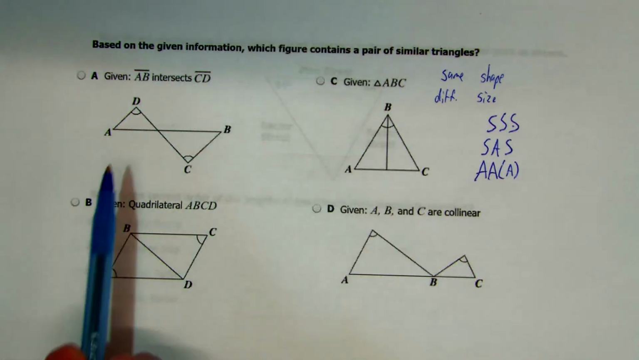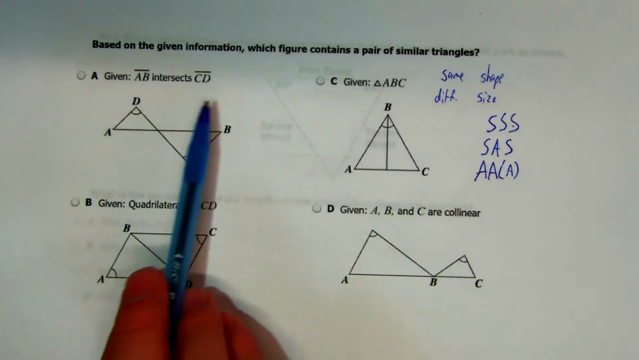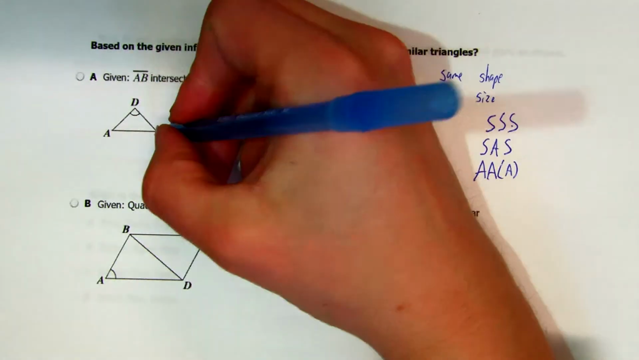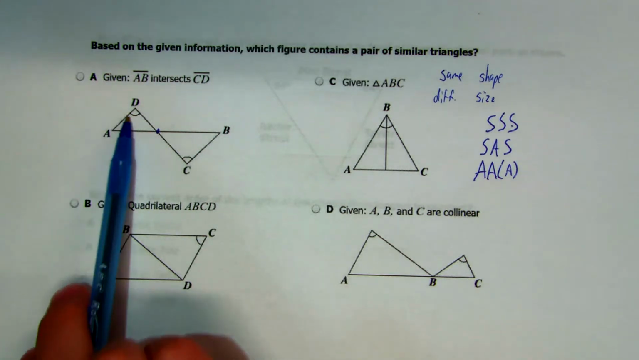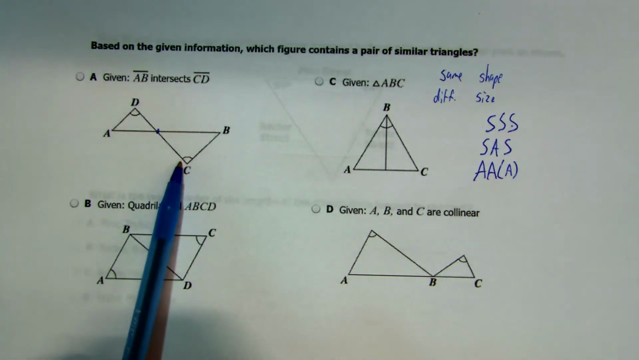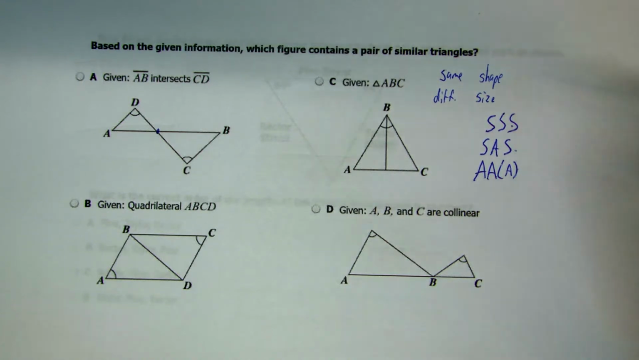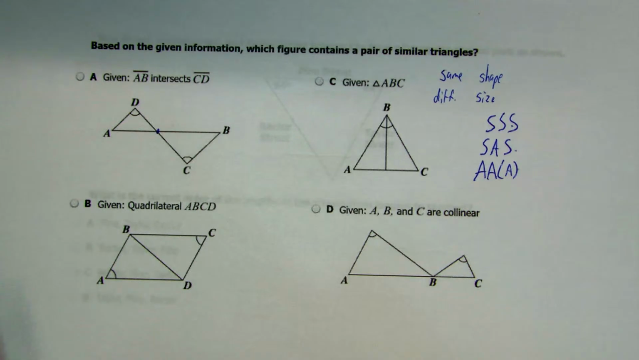So let's look at this one. Answer choice A. It says we are given that AB intersects CD. So that tells us that there is a point where they cross. It doesn't give it a name, but they cross right here. We're given that angle D and angle C are equal, so we have one equal angle. That means we're either going to do side-angle-side or angle-angle. I don't really have any information about any sides. So if I can find another set of equal angles, this is the right answer.